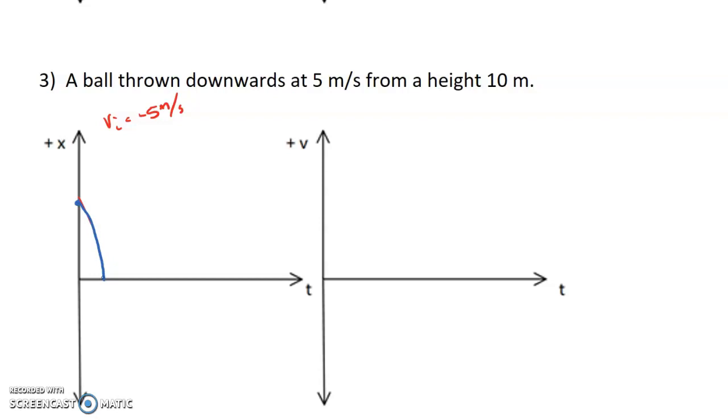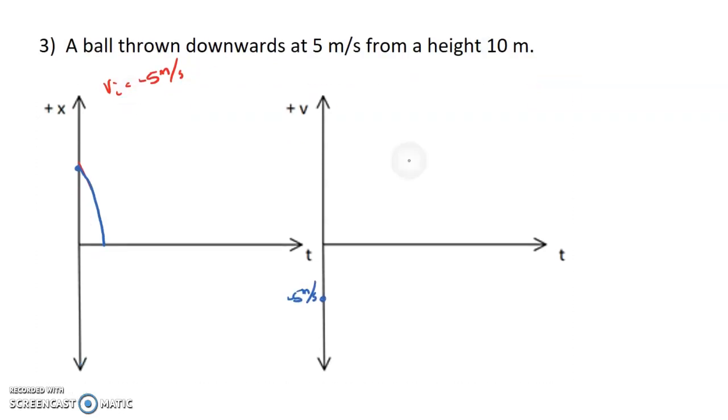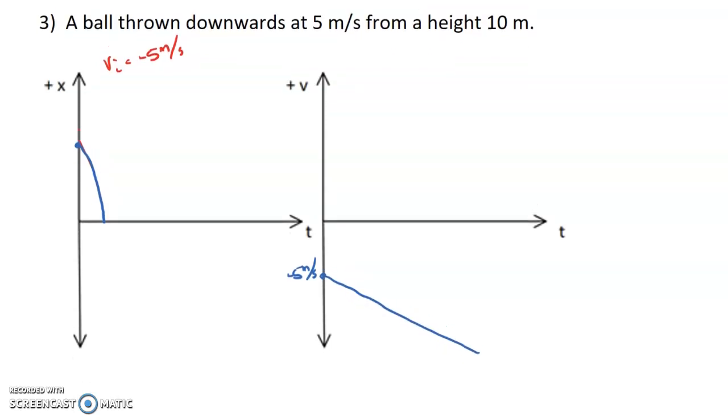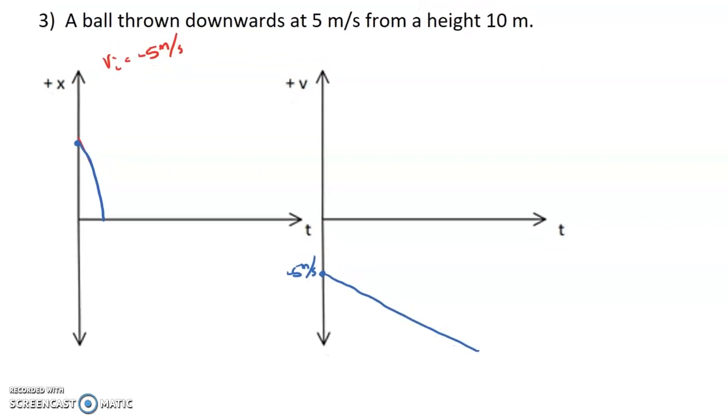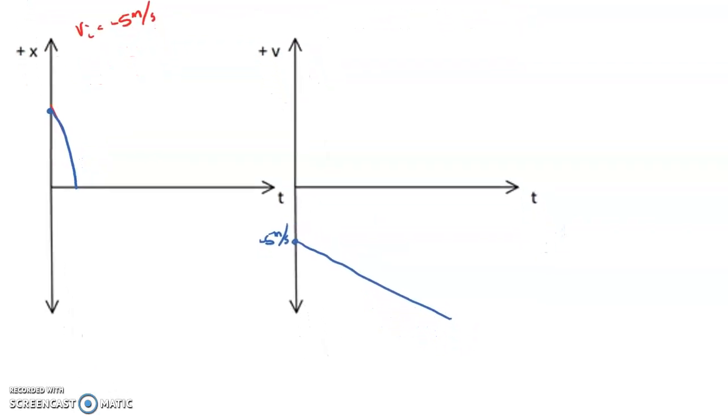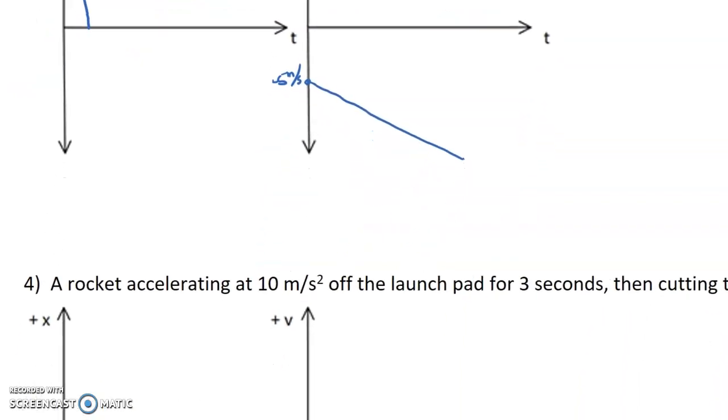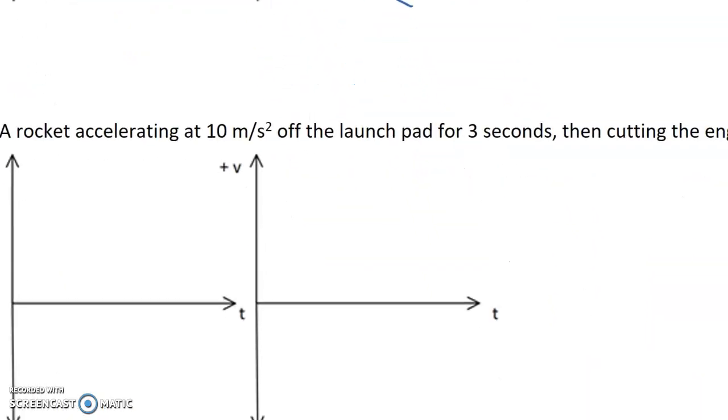And the velocity time graph is going to start at negative 5 meters per second, and it's going to continue downward at negative 9.8 meters per second squared of acceleration. Let's keep moving quickly through these now. Hopefully you get a sense of what's happening. It's going to keep getting faster in the negative direction. Now let's look at a totally new problem here.